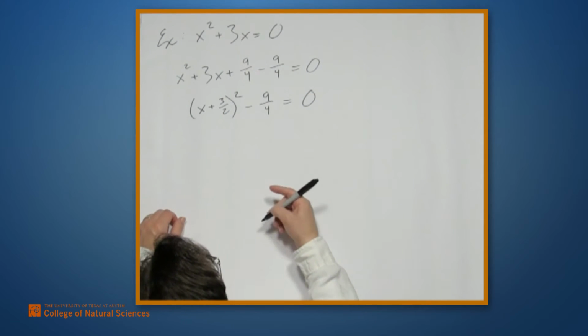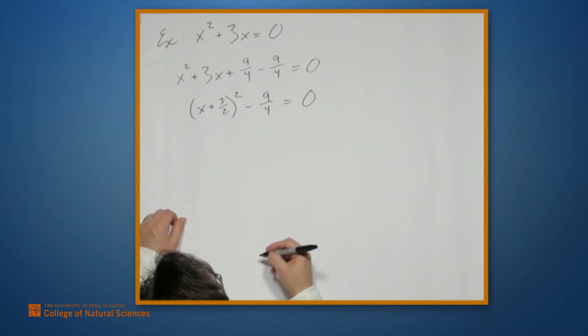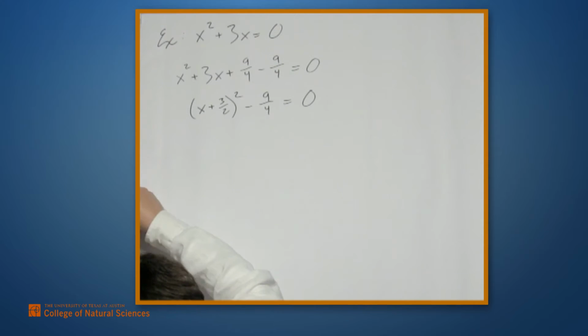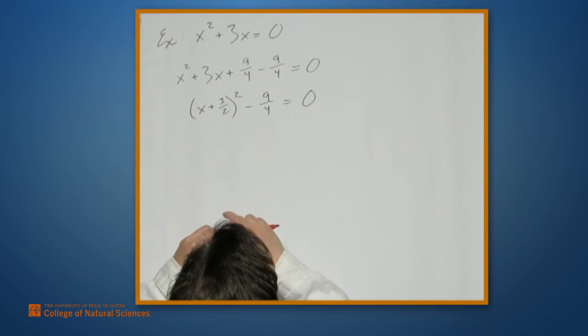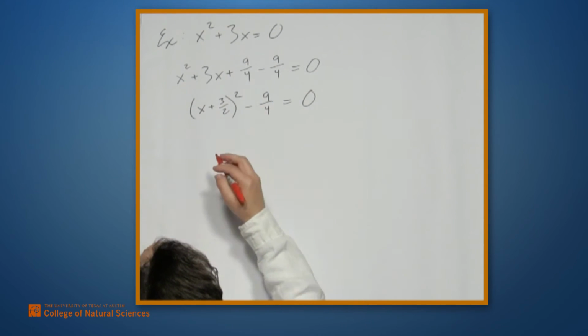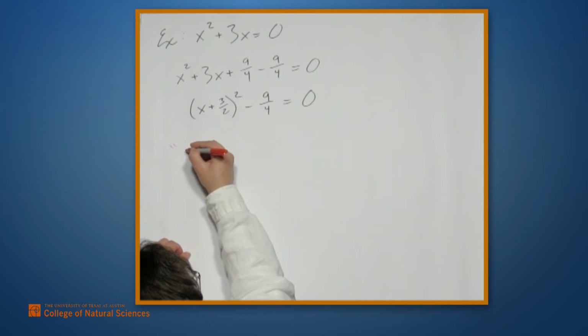And again, we know how to solve this. This basic process, I don't mean basic as in it's always easy. I mean this overall process is called completing the square.